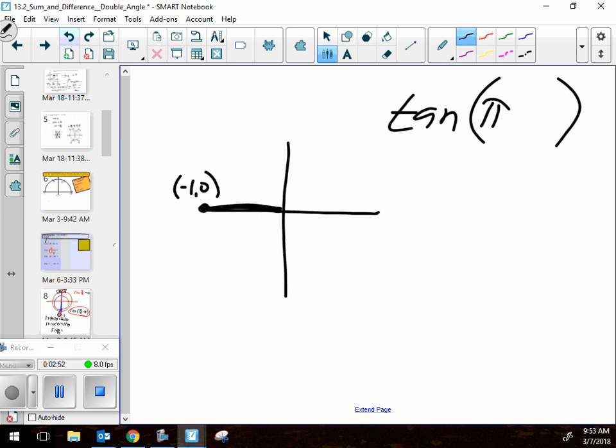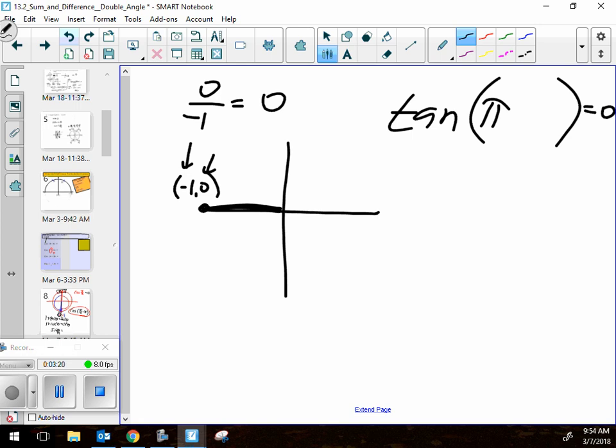Raise your hand if you had that part right so far. Good. And is tangent the x over the y or the y over the x? Y over the x. And that's 0 over negative 1. Is that okay to do it that way? 0 over negative 1? Yes, it is. 0 over negative 1 is okay. It's just if there's a 0 on the bottom that we'd have a problem. So that answer is 0, because 0 over negative 1 is 0.